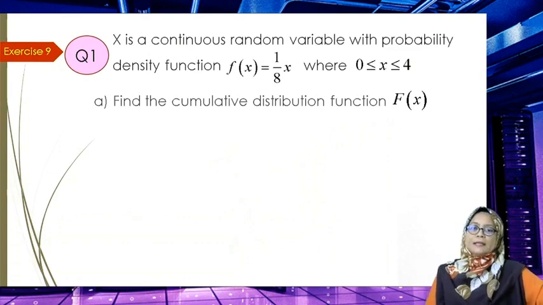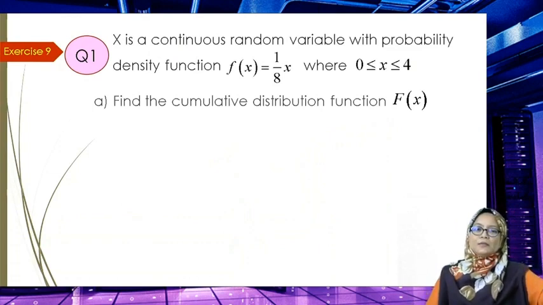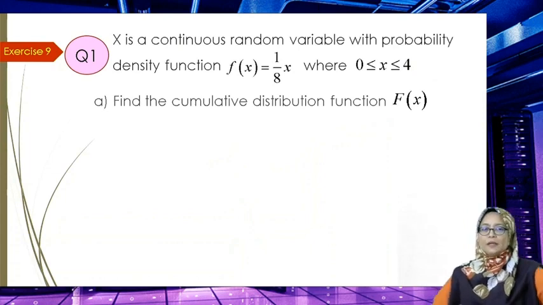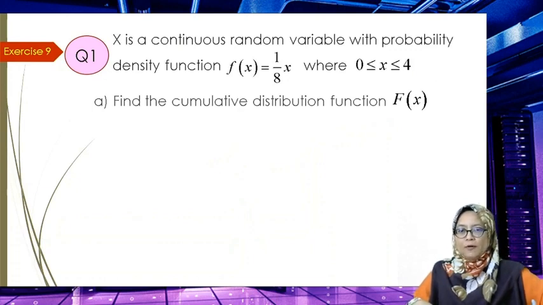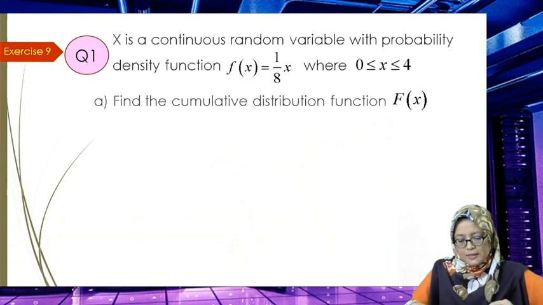Okay, so sekarang ni kita nak cari cumulative distribution function untuk continuous. Okay, so ini adalah soalan yang selalu keluar dalam exam untuk cari cumulative for continuous. So kena tengok betul-betul lah macam mana kita nak buat. Okay, so X is a continuous random variable with probability density function f(x) is 1 over 8x, where x is in interval 0 to 4. So find the cumulative distribution function. Maksudnya yang nak cari F besar dia.